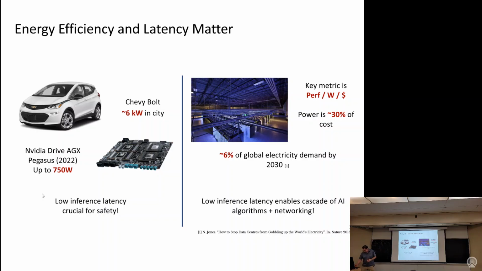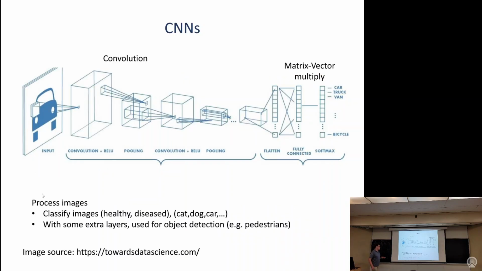So, okay, let's talk about a few different models. You already saw this picture, CNNs. They process images. They're used to classify them. They're with some extra layers. Okay, so if you add a little bit of extra stuff on the end of this, you can also do object detection. So you not only classify things, you put boxes around them and say person, car, Elon Musk, accelerate.